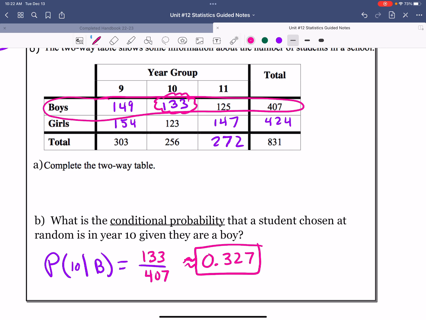I just want to show you something that's a little different. What if I asked you for the probability of a boy given that they're year 10? This changes a little bit because we now look at year 10 and we're looking at boy given that they're year 10. It's still 133, but it's not over 407, it's over 256. So just keep that in mind, that if you change what's given, you will change the outcome.